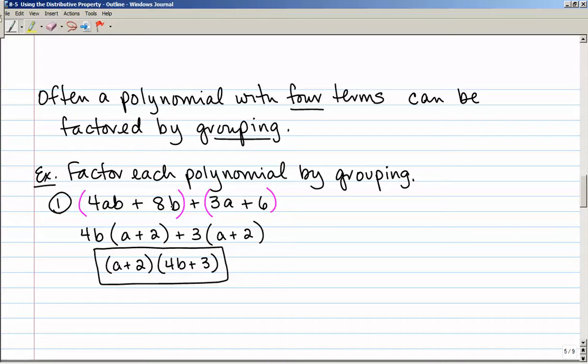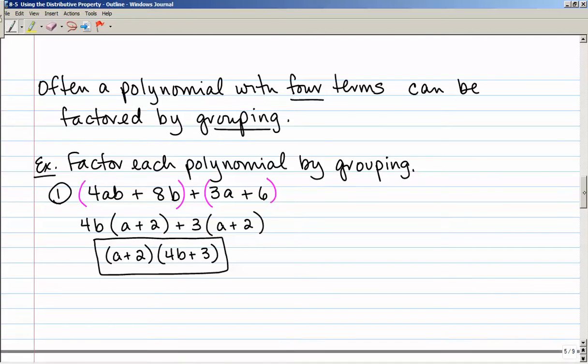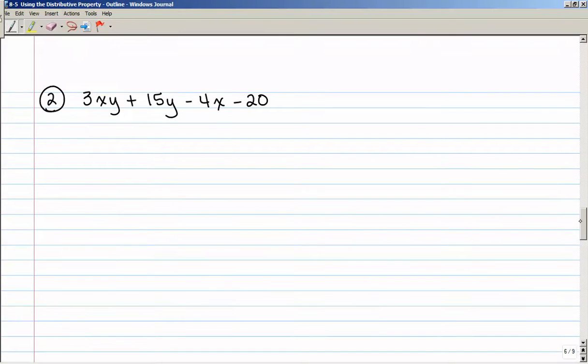So I've grouped the first 2 terms together, the last 2 terms together, taken a greatest common factor out of each one, and what I'm left with in the parentheses, if it's the same, then that means that that is a factor of both the first term and the last term. So if you wanted to check this, you can't really distribute. I guess it is distributing, but you'd have to FOIL this and you will get back to where you started. Let's take a look at another example here.